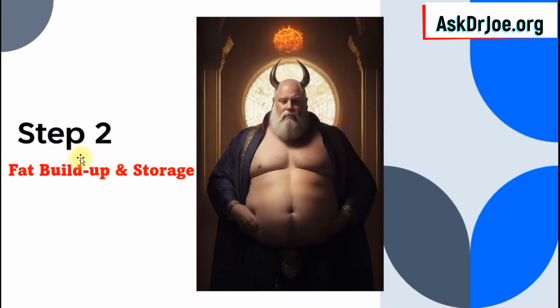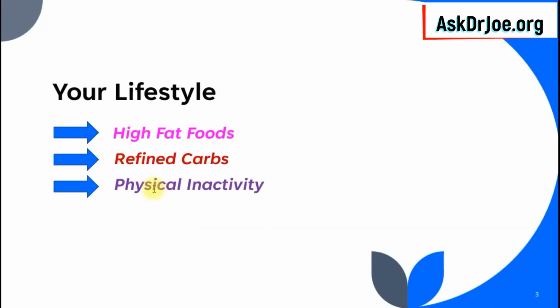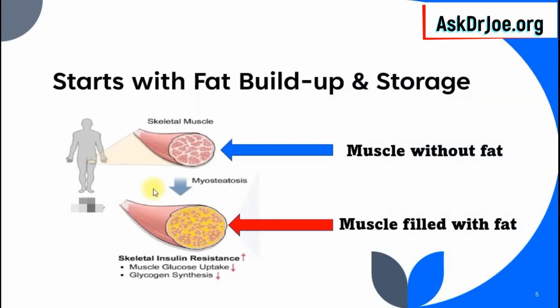Now, because of that lifestyle, which is not healthy at the very least, what happens next is you have a fat buildup and fat storage. So step 2 has to do with fat buildup and storage from this unhealthy lifestyle that we talked about earlier. And the next thing we need to do is have a look at what happens in this very step 2. And this is about what happens in the muscle, because what happens in the muscle precedes what happens in the liver, but it's essentially the same process.